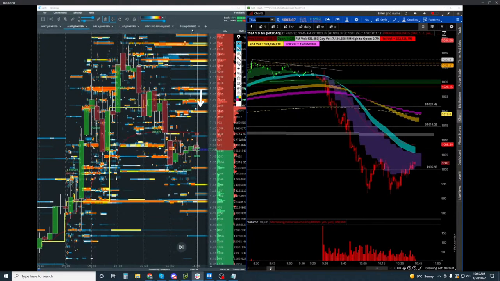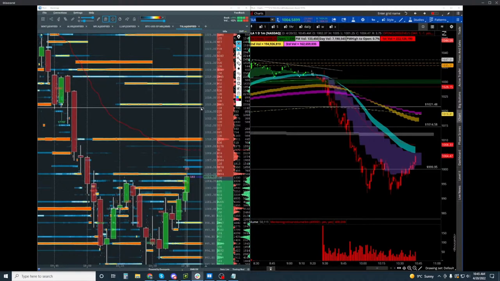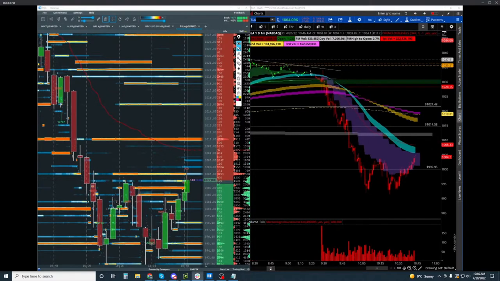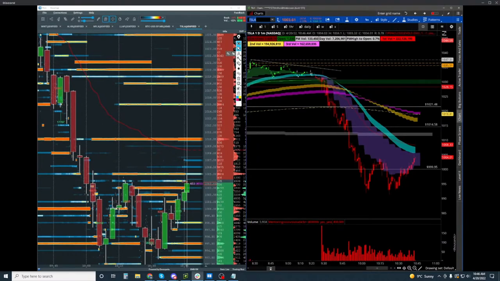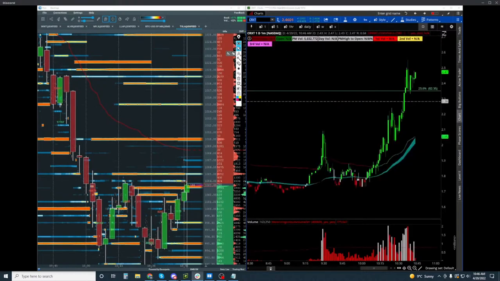Okay, Tesla, we're getting to that level over here at 1010. So there's a big confluence of VWAP and other things. We also have a big push right now, CRXT. CRXT.